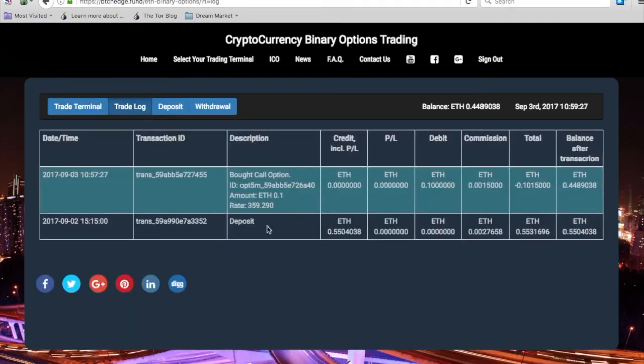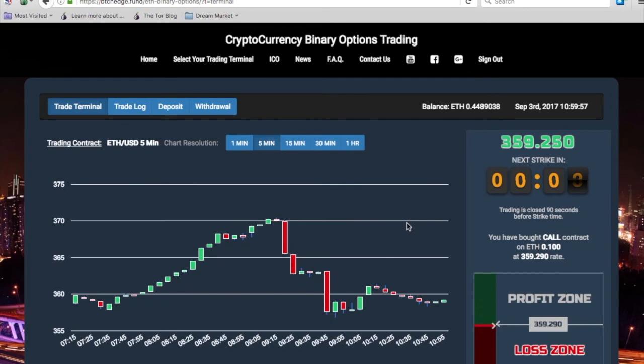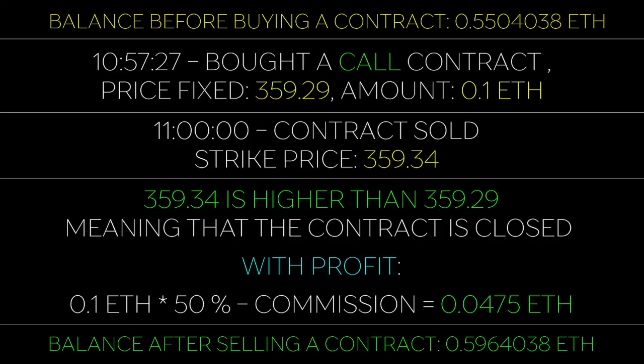Now let's go to the trade log and see that our trade log shows that we bought a call option at that price on that amount, and our account was debited by the 0.1 Ether because we bought a contract on 0.1 Ether, and we also debited for a side commission. So now our balance is 0.4489 and change, and we're about to close the contract.